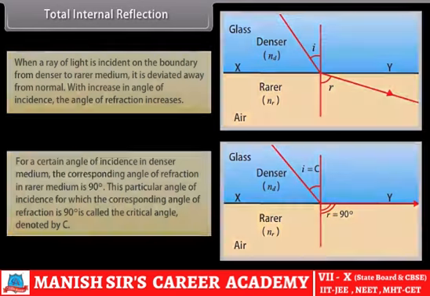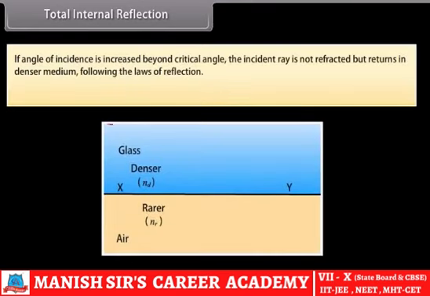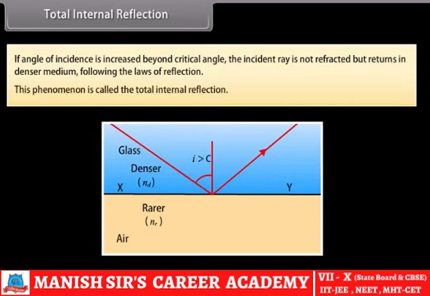denoted by C. If the angle of incidence is increased beyond the critical angle, the incident ray is not refracted but returns in the denser medium following the laws of reflection. This phenomenon is called the total internal reflection.